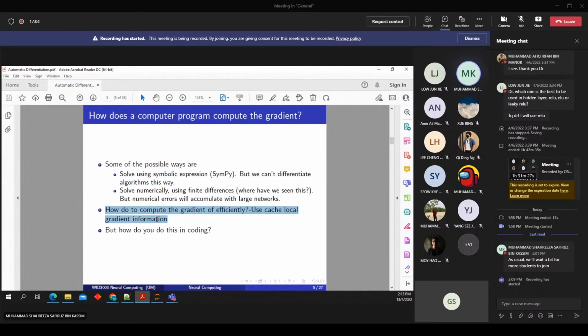How do we actually compute the gradient then? Like I said before, we are using local gradient information that we catch along the way when we did the forward pass. But then again, how do you do this in coding, right? This is the crux of the lecture for today.